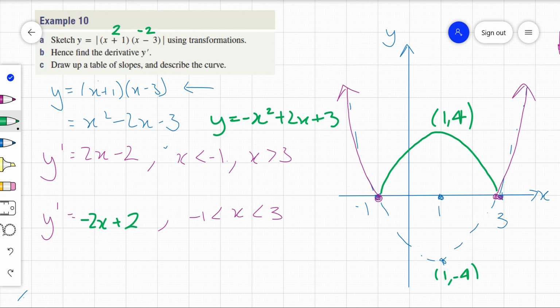All right, so you can see that the gradient is, if I go, I've got no other colour here, so I'm decreasing, I'm increasing up to here, I'm decreasing, and I'm increasing up to here. So we won't bother drawing a table of slopes. We've already got all the information to describe the curve.